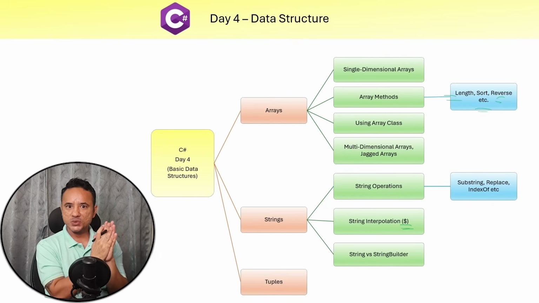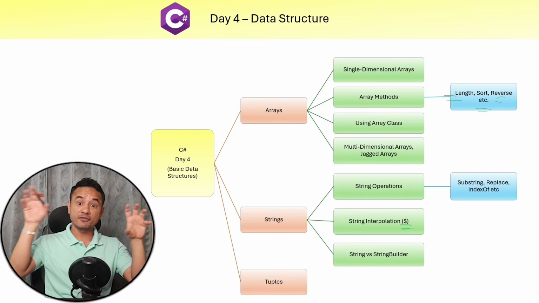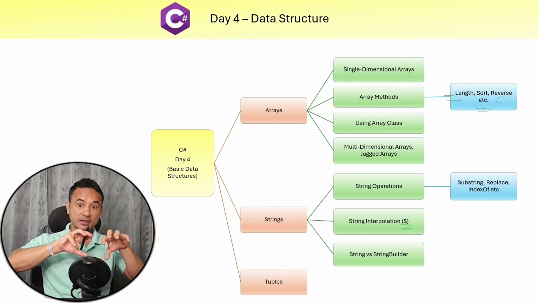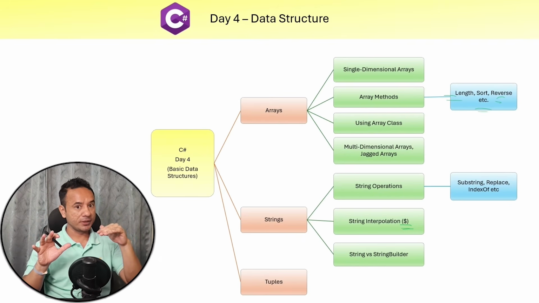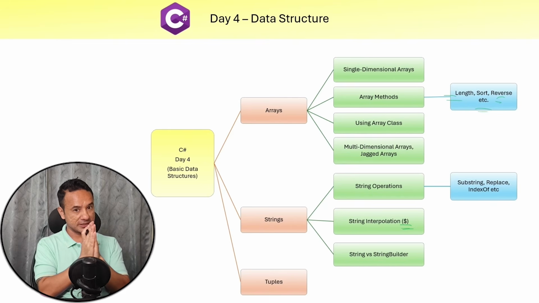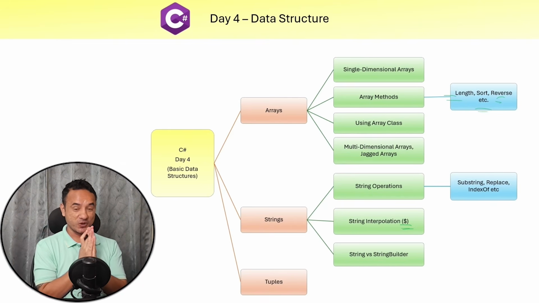Finally, we have tuples. A tuple lets you store multiple values of different types together in one variable without creating a class. In a class you can do it, but without a class you can use tuples. Okay, so that is day 4, and I hope you are doing good. You have to write whatever you don't know.